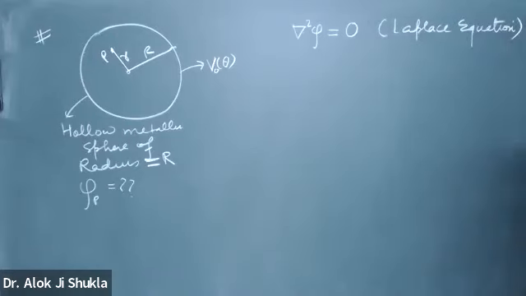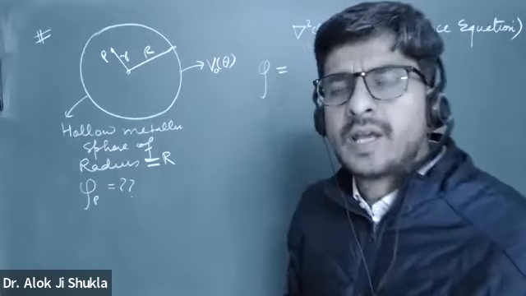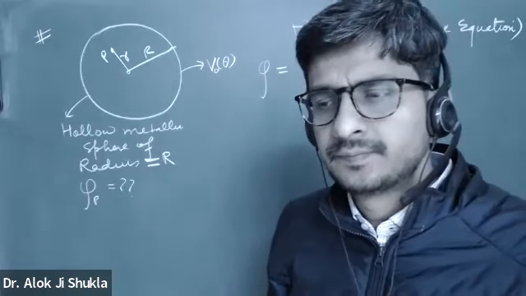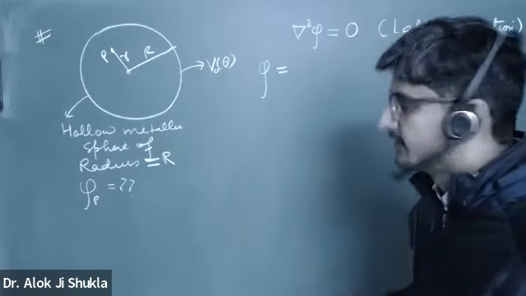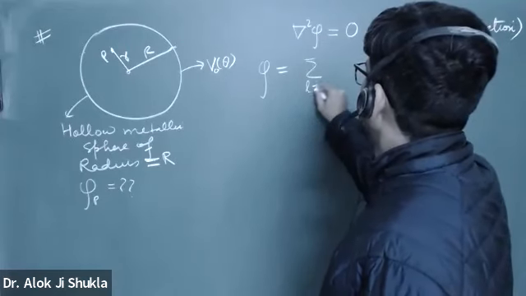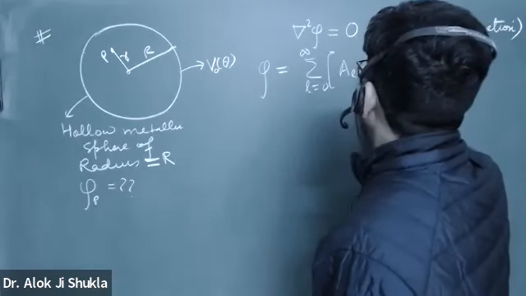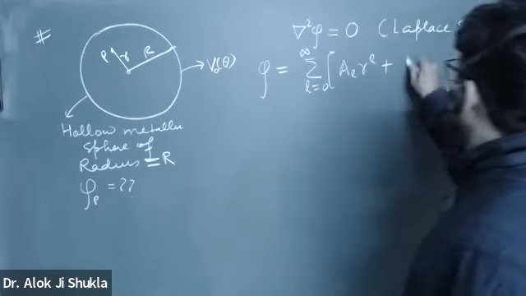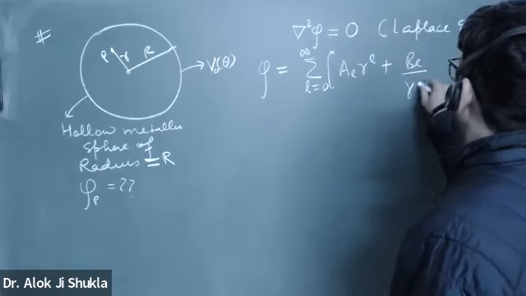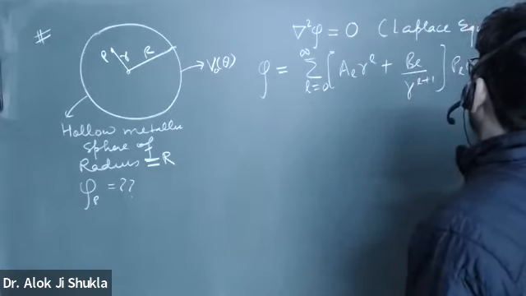Look very carefully, it's very interesting. And we know the solution of the Laplace equation. Which coordinate system should I use for this sphere? Spherical polar. So let me write that phi is equal to the summation over L equal to 0 to infinity of AL R to the power L plus BL by R to the power L plus 1 into PL cos of theta. Am I right?